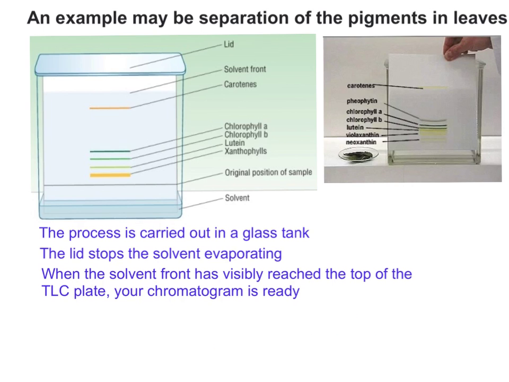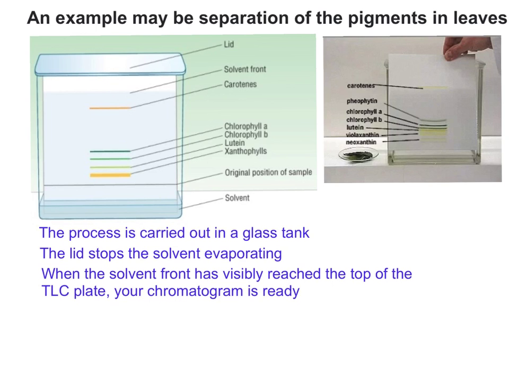So here's a simple example. Maybe the separation of the pigments in leaves might be a good application. The process is carried out in a glass tank and the lid stops the solvent evaporating. When the solvent front has visibly reached the top of the TLC plate, your chromatogram is ready to take out.